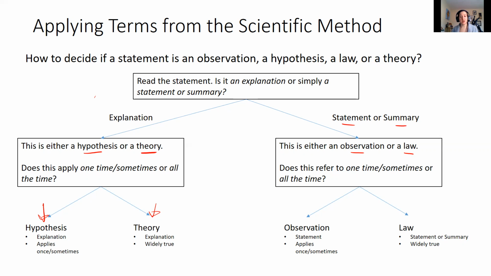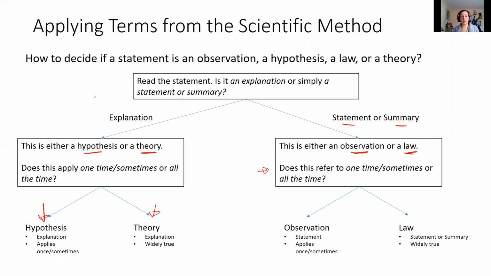They're both explanations, but one applies once, the hypothesis, whereas the theory is a widely true statement that is widely applicable and is agreed upon by the scientific community. On the other hand, let's say we have a statement or summary. So we've narrowed it down. Okay, it's just a statement of what happens. It's either an observation or a law.